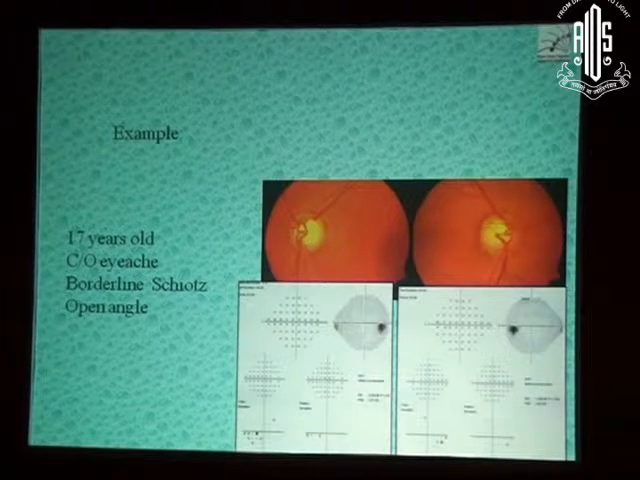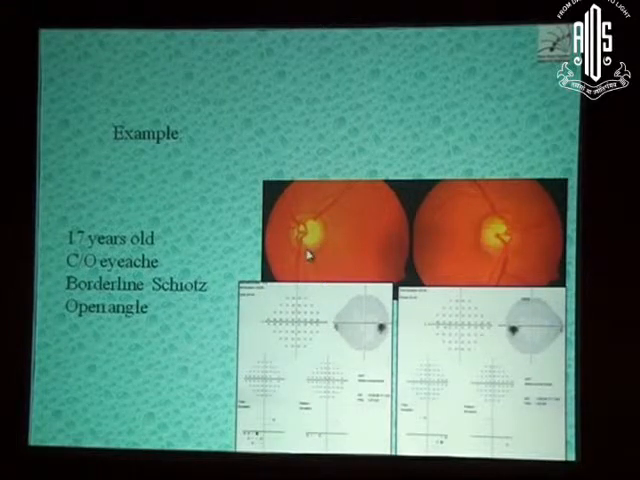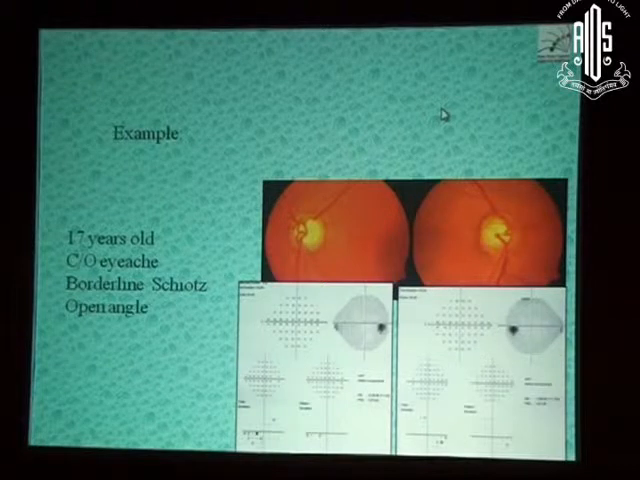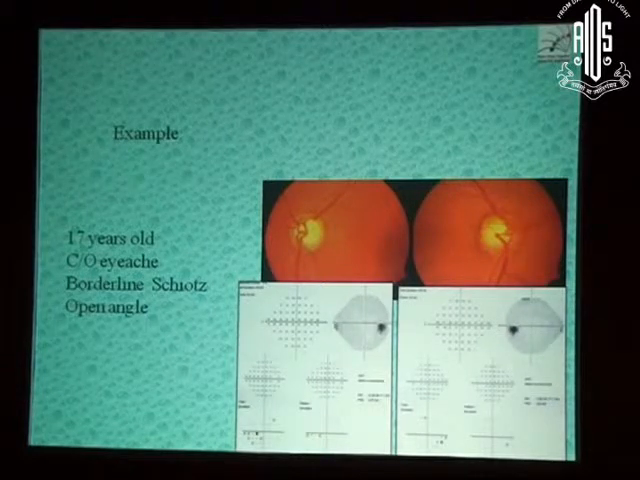So if your pre-test probability is high, these patients will probably have a large disc where the ISNT rule is maintained, the inferior is wider than the superior, and it is almost symmetrical. I should find the normal glaucomatous field. That's why I should repeat it rather than treating the patient depending on the first field. This I want to highlight.